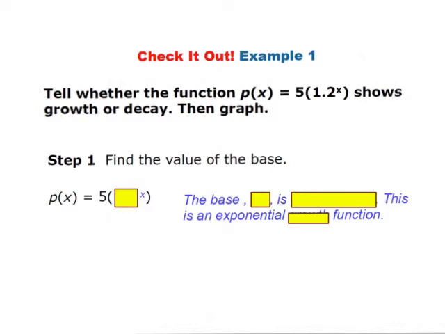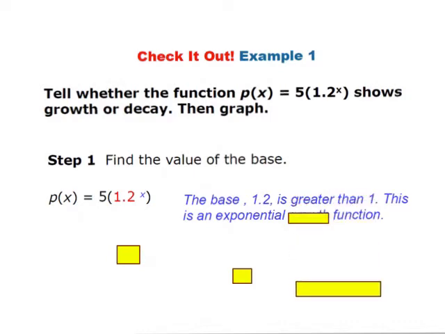Now that you've done that, let's take a look at what you've come up with here. You should have identified that the b value is going to be 1.2. Because it is greater than 1, that means it's going to be, you said it, an exponential growth function. Very good. All right, now let's go look at the graph.